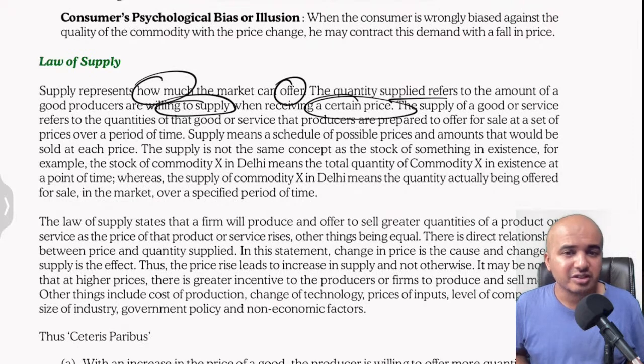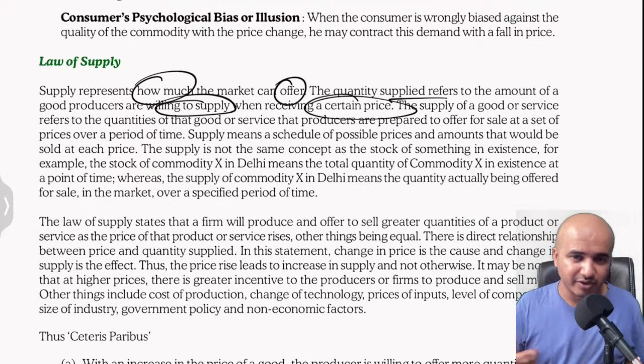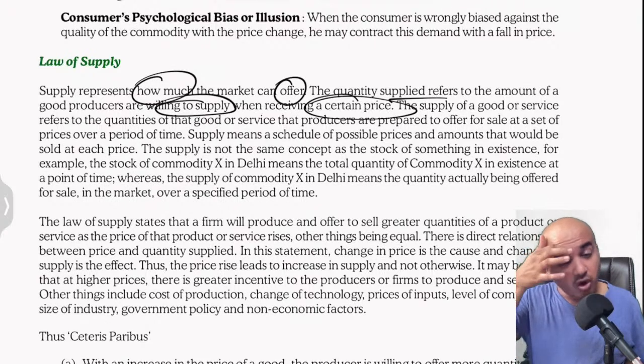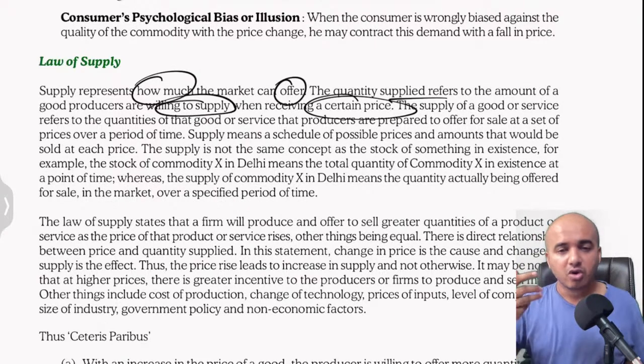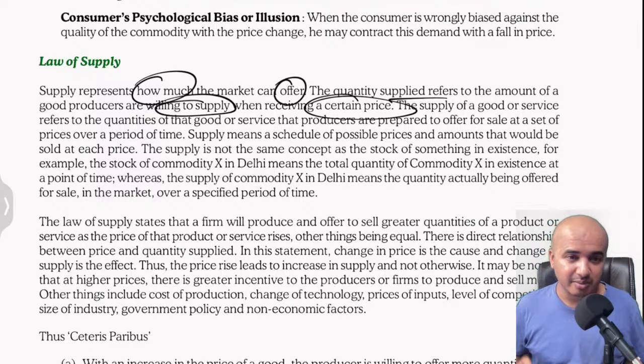The supply is not the same concept as the stock of something in existence, because in case of supply, we'll have to manufacture, the producer has to offer. For example, the stock of commodity X in Delhi means the total quantity of commodity X in existence. That means it's already made. Okay, stock means something which has already been manufactured or ready or prepared. Whereas the supply of commodity means that something will be offered for sale in the market for a specific period of time. That means we know even in future we will get it at this particular price itself. That is when we say it is supply.